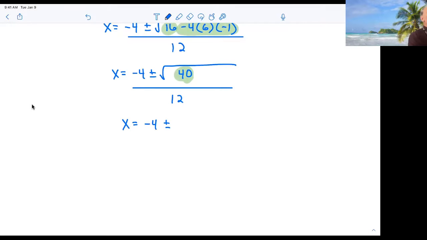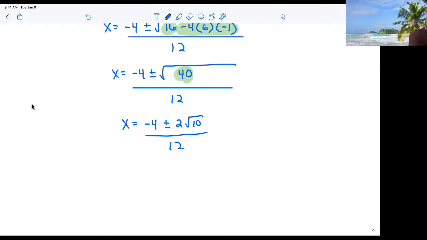No, 40 is what? 4 times 10. So 4 comes out as a 2. There you go. So now we're just reviewing. Make sure you're understanding it's 2 radical 10 over 12. And I'm still not done, but I want to make sure everybody remembers the square root of 40, we break down to 4 times 10. Yes?